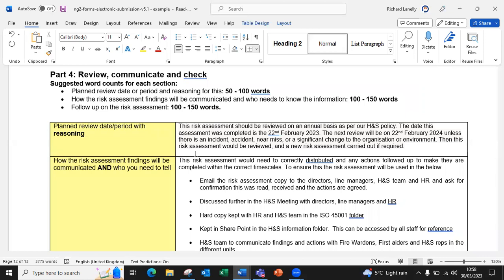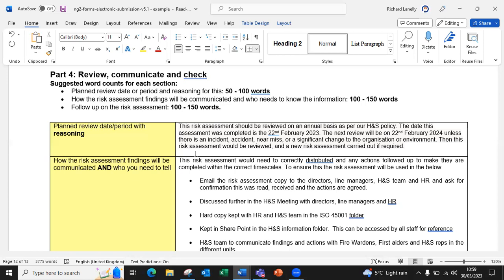The date for the assessment to be completed is the 22nd of February. That's when I started doing this example. So the next review date will be 1 year on from then, unless there's an incident, accident, near miss, or significant change to organization or environment, then this assessment will need to be reviewed before then. That's really all the marker's looking for. You could say a year and then explain why you would do it quicker, if maybe you had a new member of staff who was in a wheelchair, so there are different considerations that need to be made.